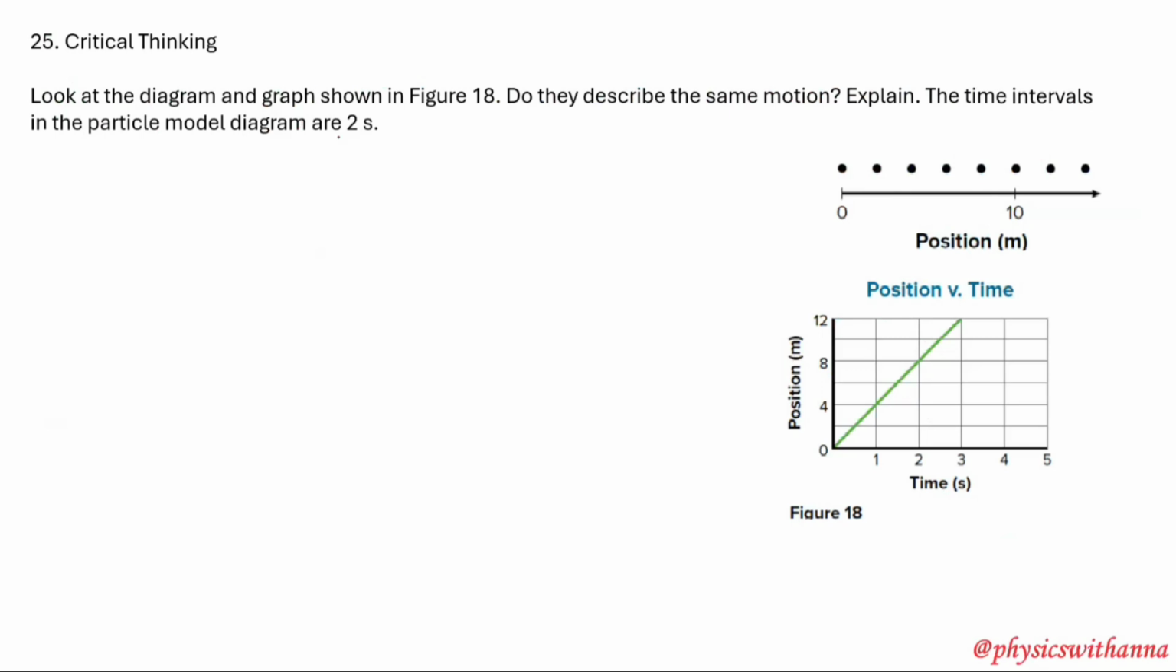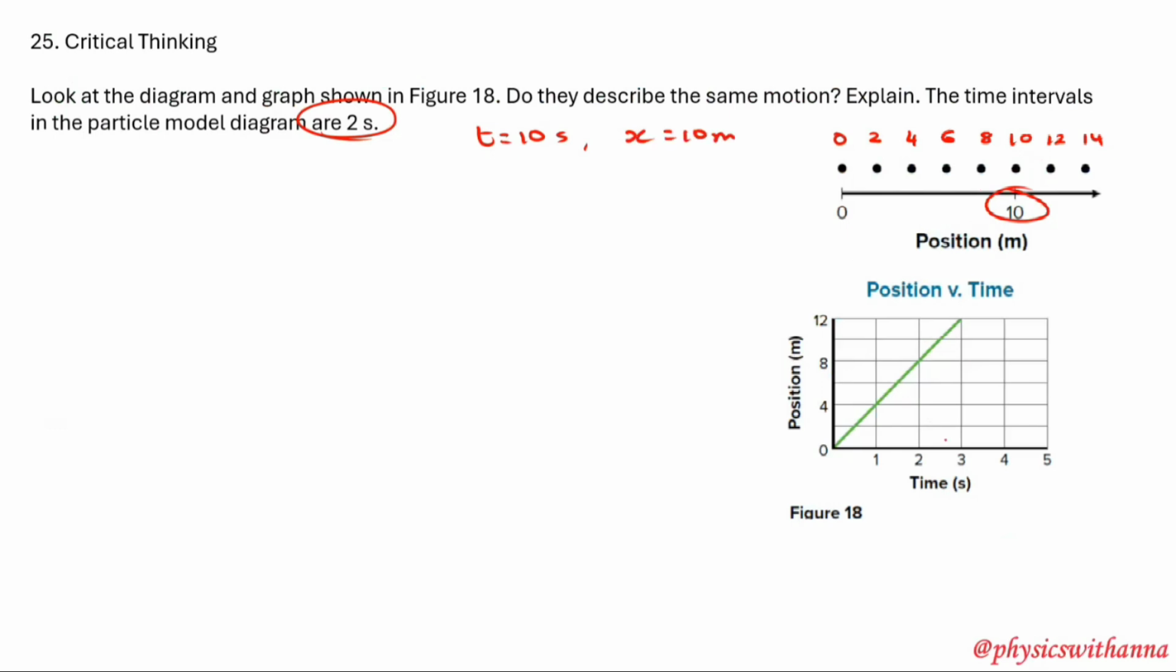So let us first write down the time values for our particle model and then we will compare. The time interval is 2 seconds. That means between each point, the time difference will be 2 seconds. So if I start at time t as 0, the second point will be at 2, third will be at 4, then you have 6, 8, 10, 12, 14 and so on. Now let's compare. When time t was 10 seconds, the position here was 10 meter. So in the particle model, at t equals 10 seconds, position x is 10 meter.